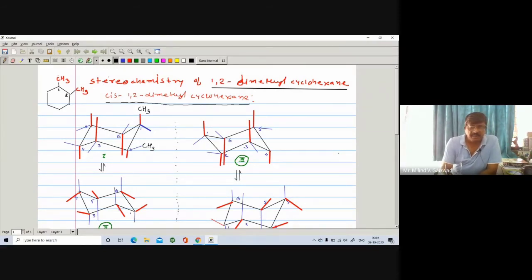And the remaining carbons we have to satisfy with hydrogen. So we can write hydrogen here. Even if you don't write it, try to write the hydrogen atoms. So these are H H. Here is also H.